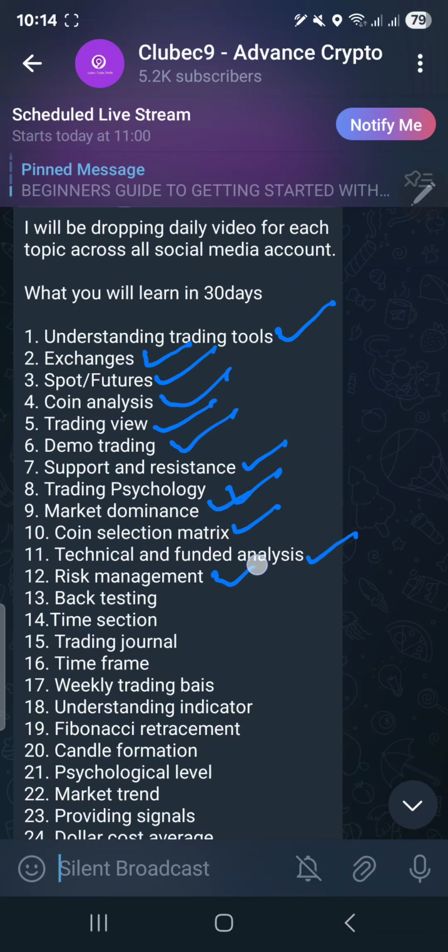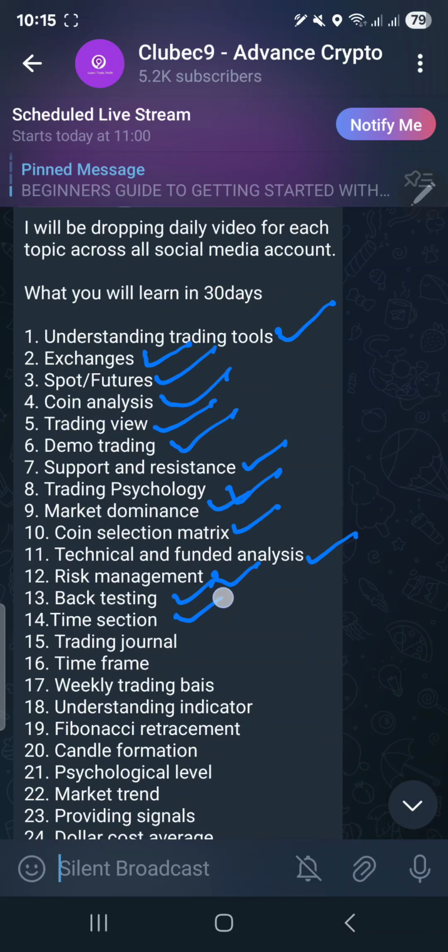Then we have risk management. You cannot be a trader without understanding risk management. It's one of the important things that will help you save your account and will help you grow your account. Then we have back testing. Yeah, as I said, when you have a new strategy, you need to back test it to be sure of what you're doing. You don't just jump into it, put your money, and you're so emotional while trading. So it's always very good to back test.